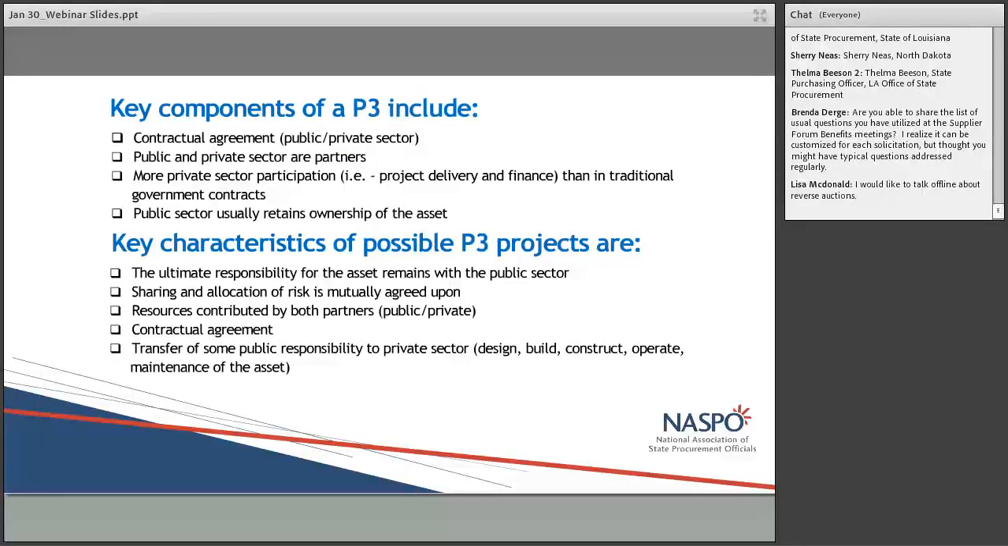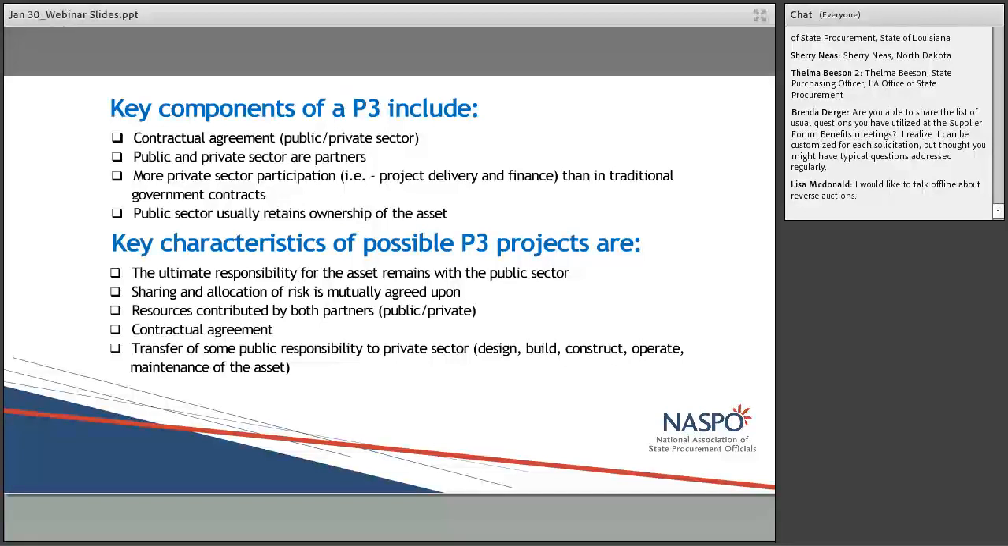Some key components of a P3: it's a contractual agreement between the public and the private sector, where there's a partnership. These agreements tend to go for very long periods of time. We're talking 15, 20, 30 plus years. So it is a true partnership. There is more private sector participation, i.e. they get more input into the actual project delivery and the finance aspect than in traditional government contracts. And the public sector usually retains ownership of the asset. So it's not privatization in any way, shape, or form.